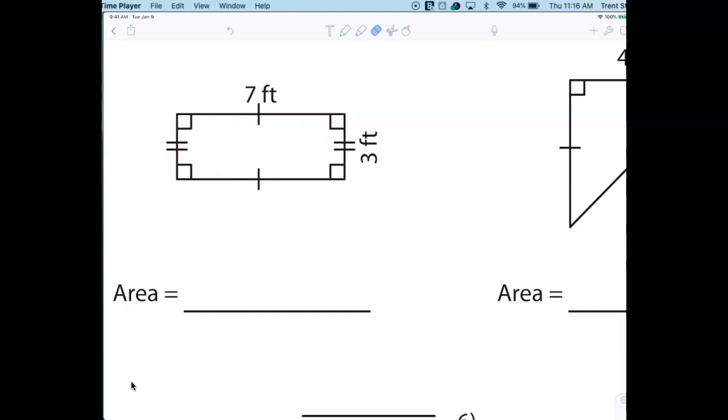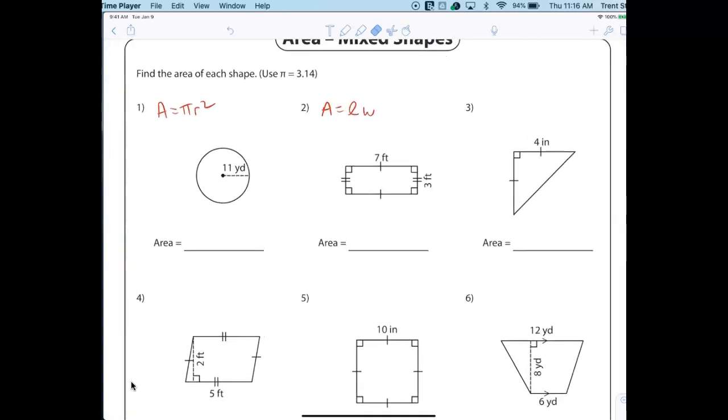It's just half of a what? Rectangle. The triangle is half the rectangle. So if you know the rectangle is length times width, the area of a triangle is 1/2 base times height. Now, length times width and base times height are kind of interchangeable. All right? 1/2 base times height.